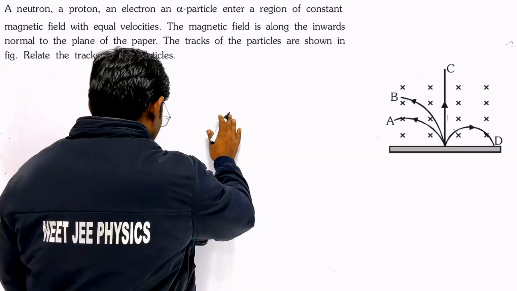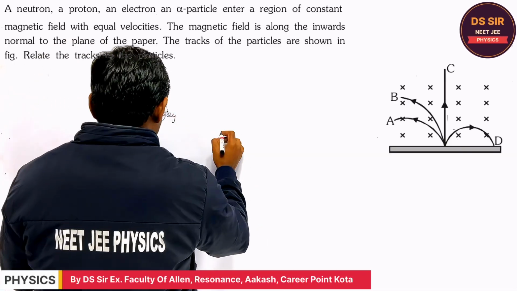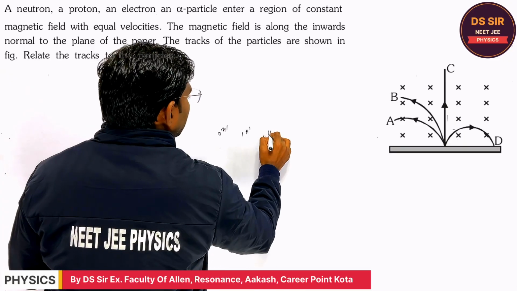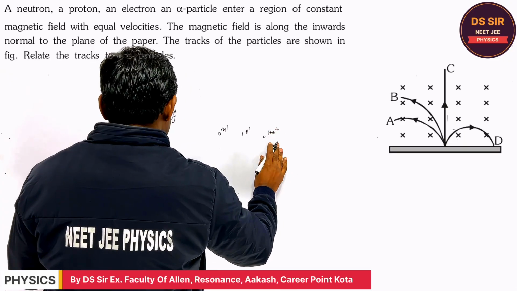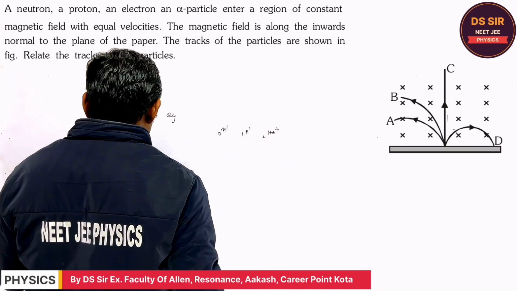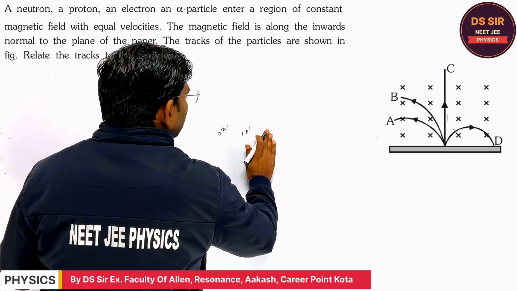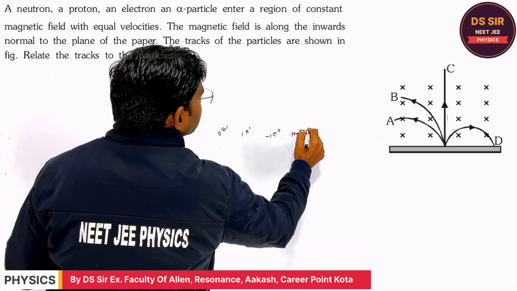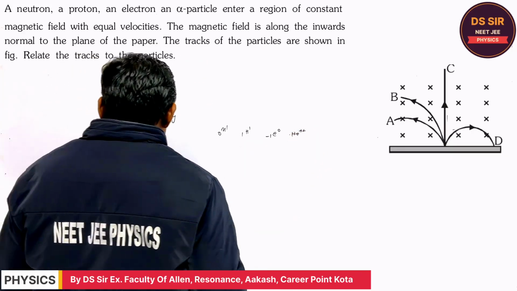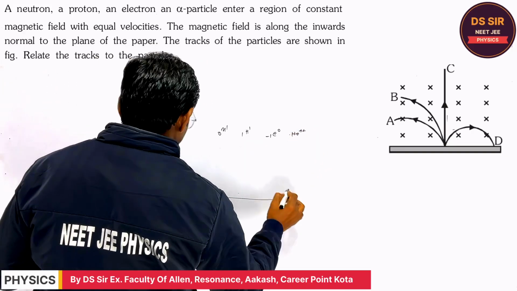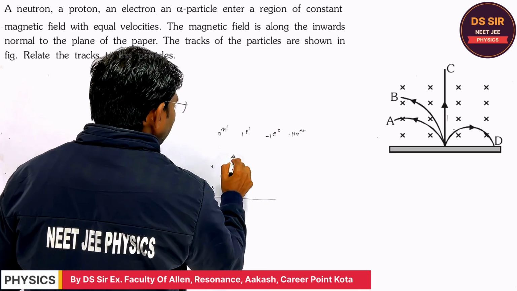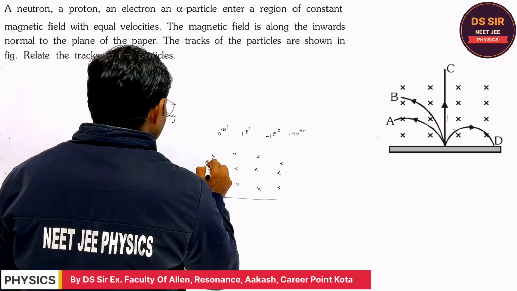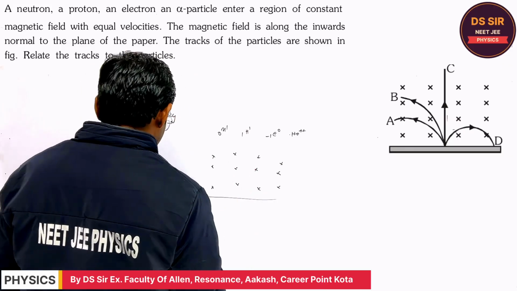So read this question. A neutron, a proton, an electron, and an alpha particle, He++, enter a perpendicular magnetic field as shown in the figure. This is the magnetic field, suppose. You have to recognize which particle is which: A, B, C, or D.